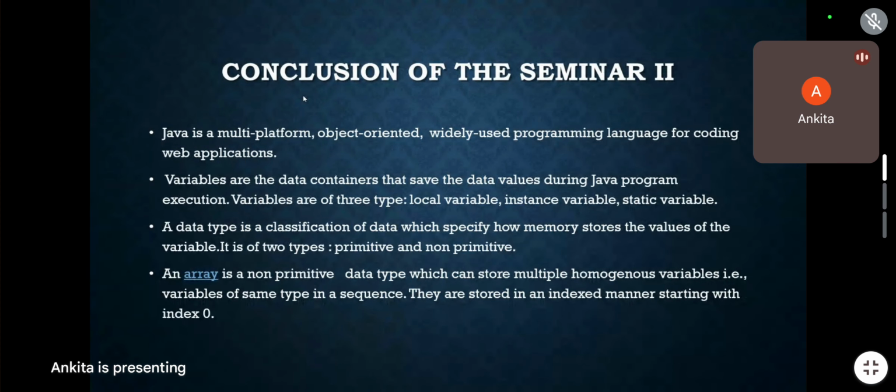Conclusion of the seminar. Java, which is the basic knowledge for all our seminar topics. Java is a multi-platform, object-oriented, widely used programming language for coding web applications. Variables are the data containers that save the data values during program execution. They are of three types: local variable, instance variable, and static variable. Data types is the classification of data which specify how memory stores the values of the variable. It is of two types: primitive and non-primitive. And the third topic, array, is a non-primitive data type which can store multiple homogeneous variables, that is variables of same type in the sequence. They are stored in an index manner starting with index 0.